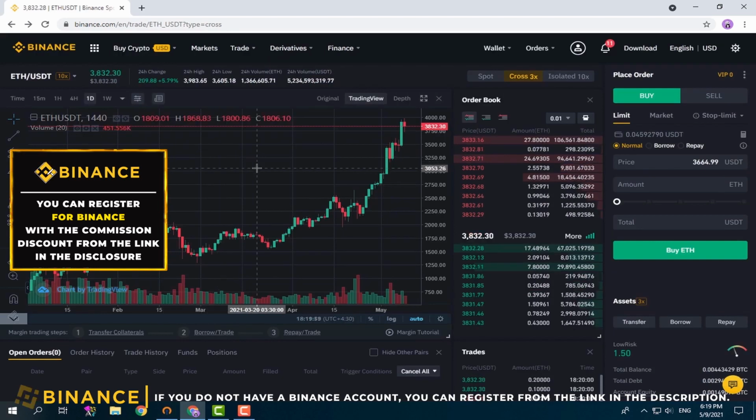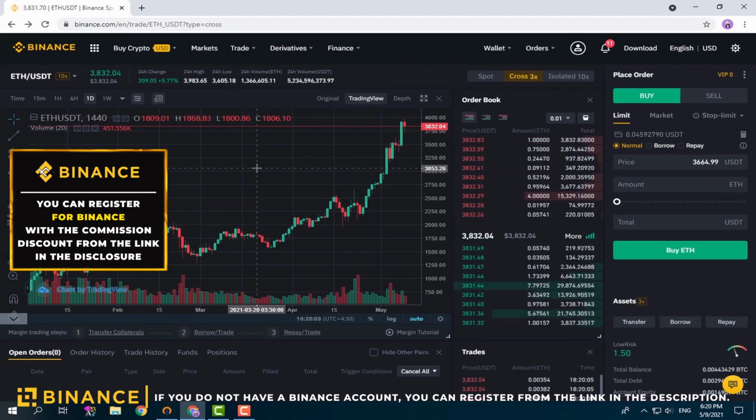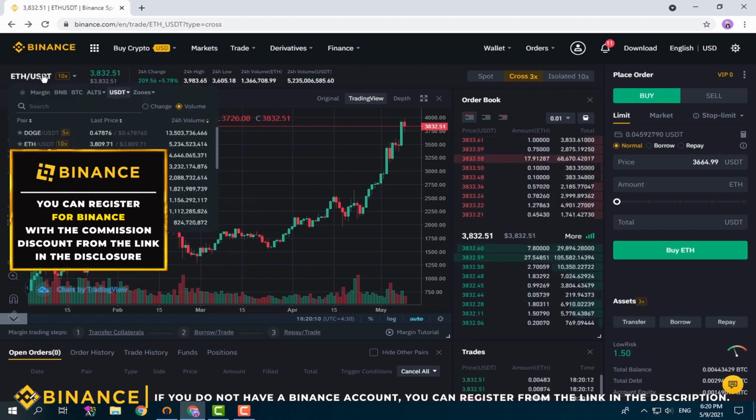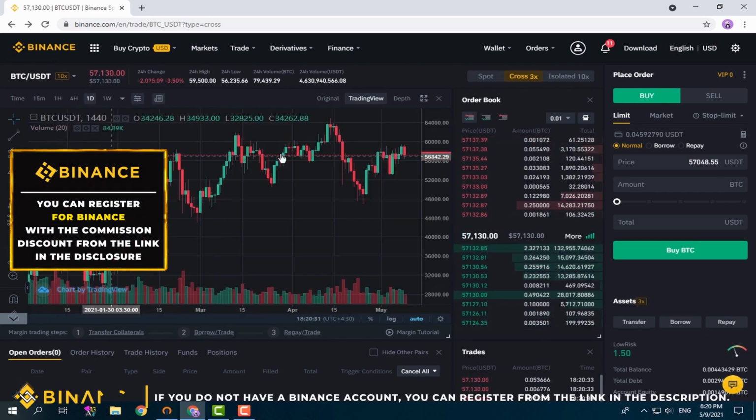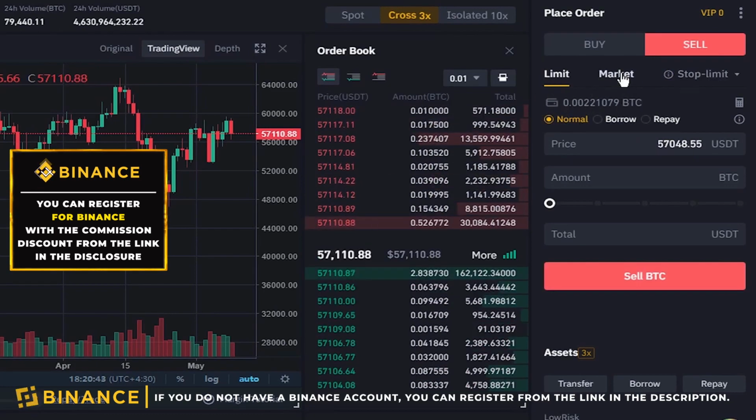Alright, now consider that the price advanced and reached the point that we expected, and we want to sell our coins and repay our debts. First, let's select BTC USDT, here it is. We go to Sell tab and we want to sell our BTC with the help of market order.